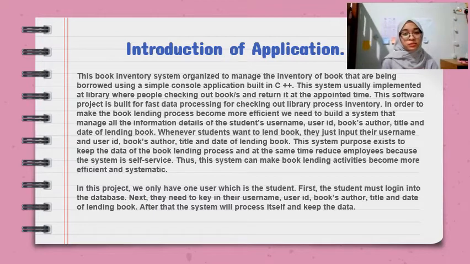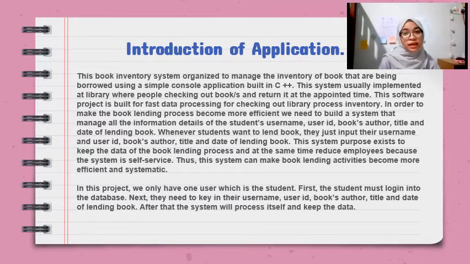In order to make the book lending process more efficient, we need to build a system that manages all the information details of students' username, user ID, book's author, title, and date of lending the book. Whenever students want to lend a book, they just input their username and user ID, book's author, title, and date of lending the book. The purpose of this system is to keep the data of the book lending process and at the same time reduce employees because the system is self-service. Thus, this system can make book lending activities more efficient and systematic.